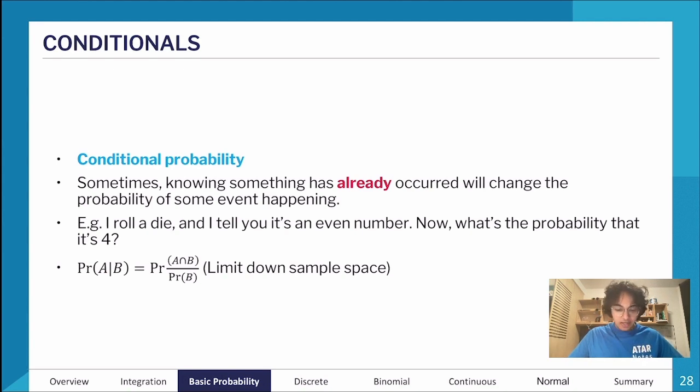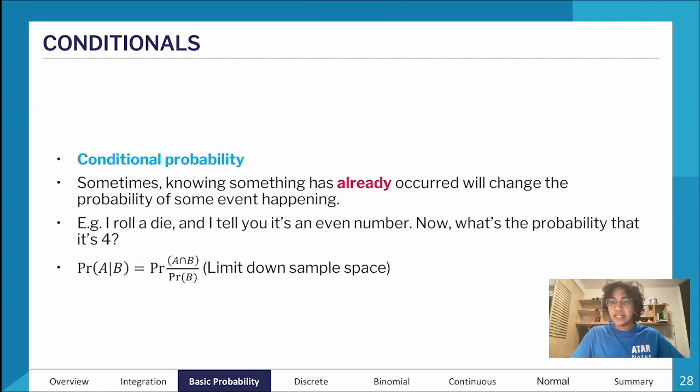But let's say, the probability that it rains given that it rained yesterday. So I'm giving you an extra piece of information to deal with. That generally works in the sense that the event that occurred previously changes the probability of a new event occurring. So, for example, you're going to roll a die, and I tell you it's an even number. So what's the probability that it's a 4?